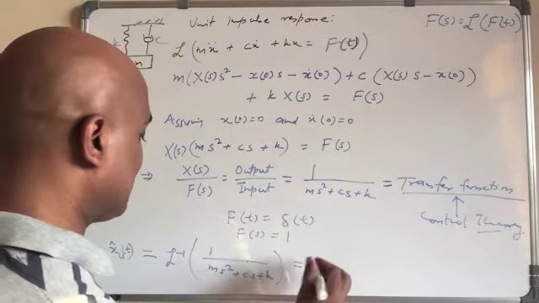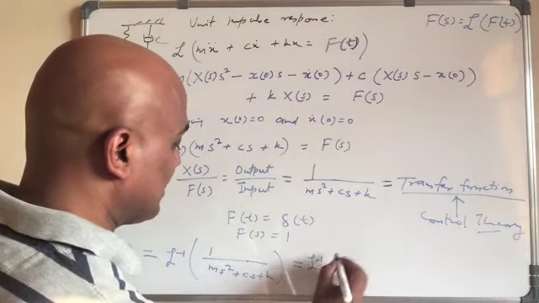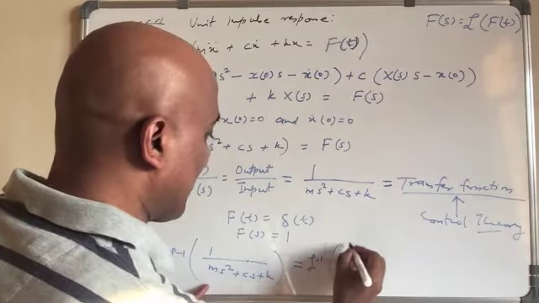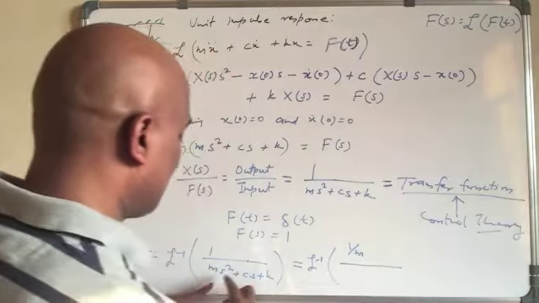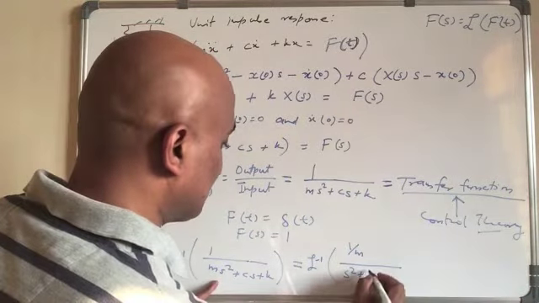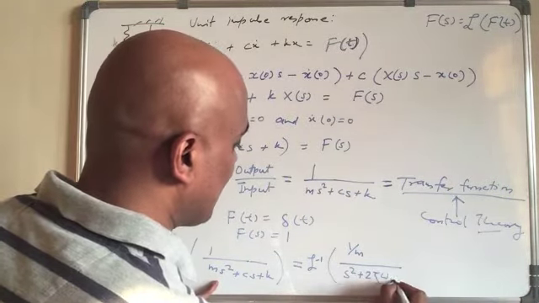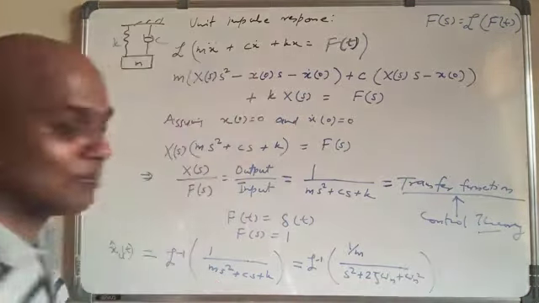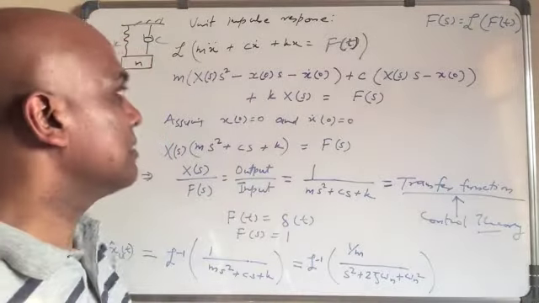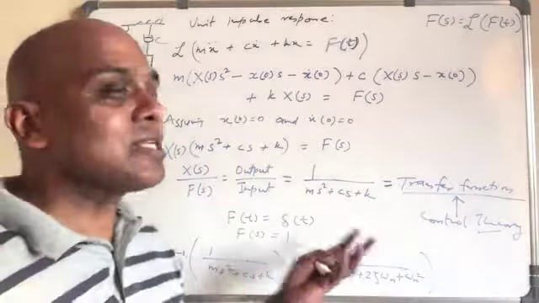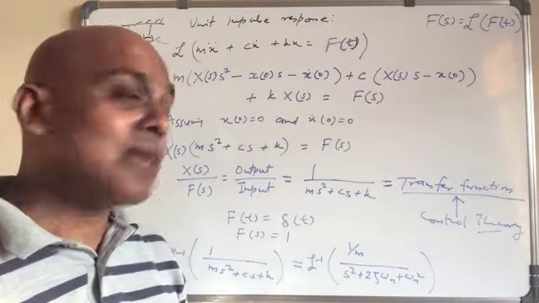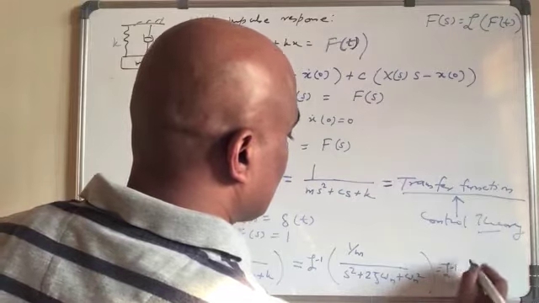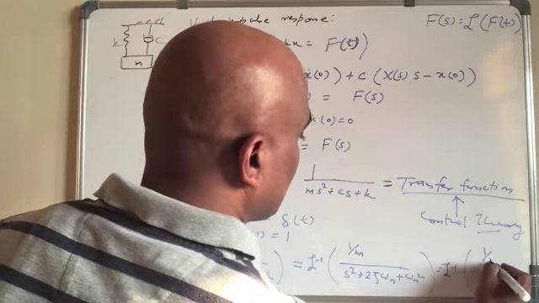If we find it out, we have to also write it in terms of this, so we can write 1 over m, and here we get s square plus 2 zeta omega n s plus omega n square. Again, we will assume the system is underdamped, and hence we will have L inverse of 1 over m.